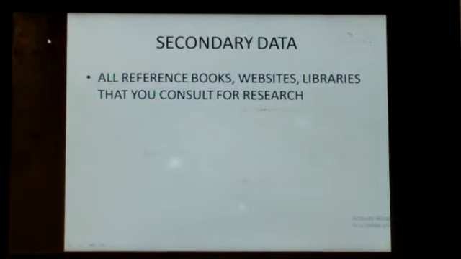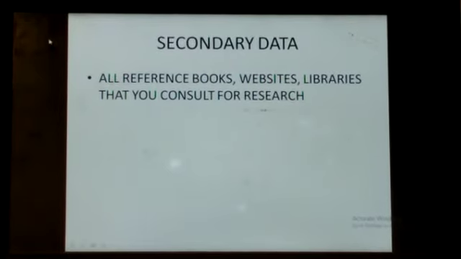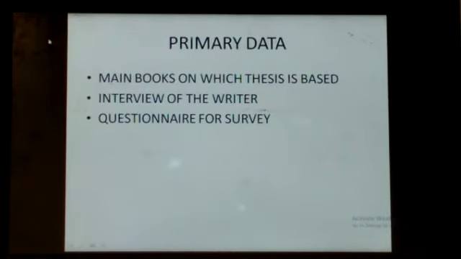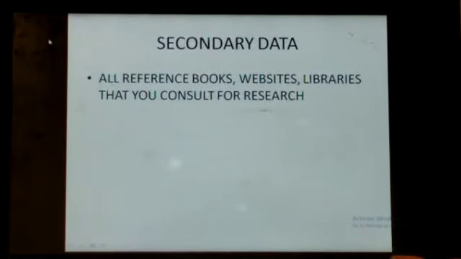So in your thesis of English literature, you should be very clear what your primary data is: the major books on which you will base your research, or the questionnaire, or if you're taking an interview of the writer, then that could also be, but books are most important. And then of course the secondary data, all the reference material that you will be using from the internet, from newspapers, from Facebook, from Twitter, anything. You should be very clear right from the beginning what is primary and what is secondary data.